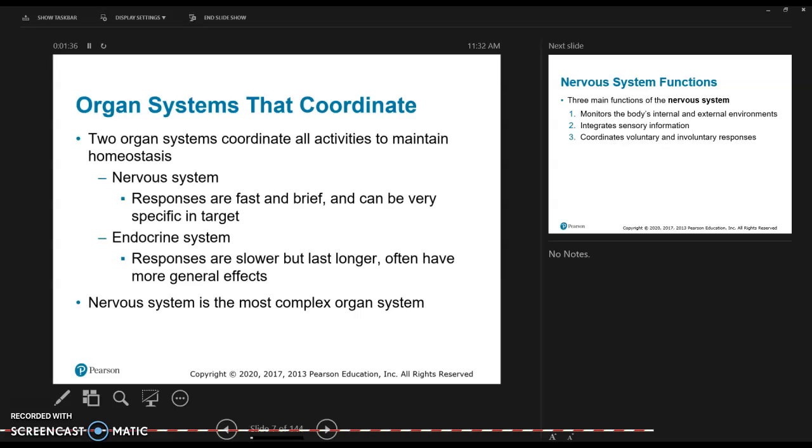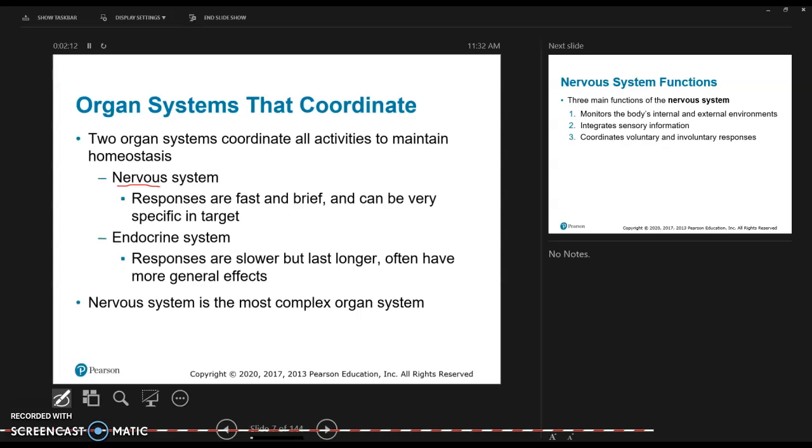So again, we won't go over every single thing in this chapter, but I'll try to cover the parts that are going to be emphasized on your next exam. So the first thing we're going to start with is we're going to compare the nervous system and the endocrine system because they both are organ systems that control other body systems. They help to maintain homeostasis and control other body systems. They just do it in different ways.